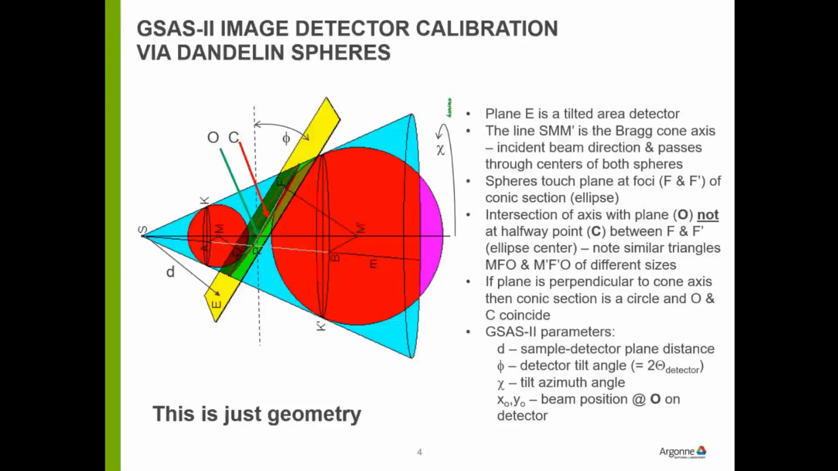Okay, here's another sketch of it. You'll see these in your notes, so you can look at it. But the point is that the parameters in GSAS-II are the sample to detector distance, that's this one right here, the tilt angle, the azimuth angle, which is around which axis it's tilted, and the position of the beam on the detector, which is right about there. Incidentally, the two spheres touch the plane at the two foci of an ellipse, interestingly enough.